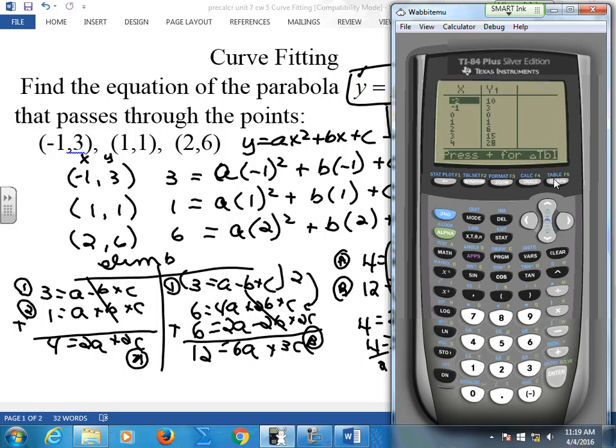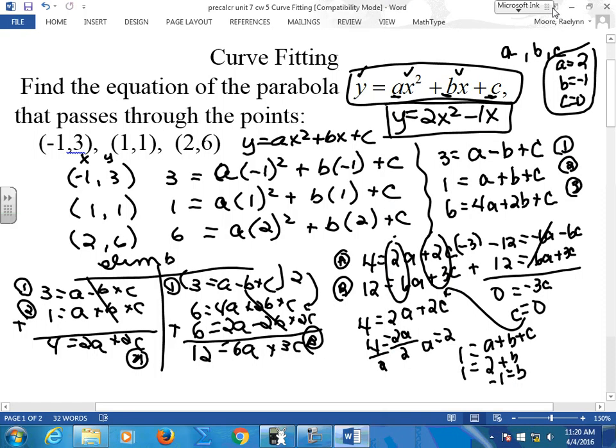Do I have a -1, 3? Yep. Do I have a 1, 1? Yep. Do I have a 2, 6? Yep. Nice check, right? What's the equation? The equation, I'm just plugging the A and the B right back into your format. Okay?